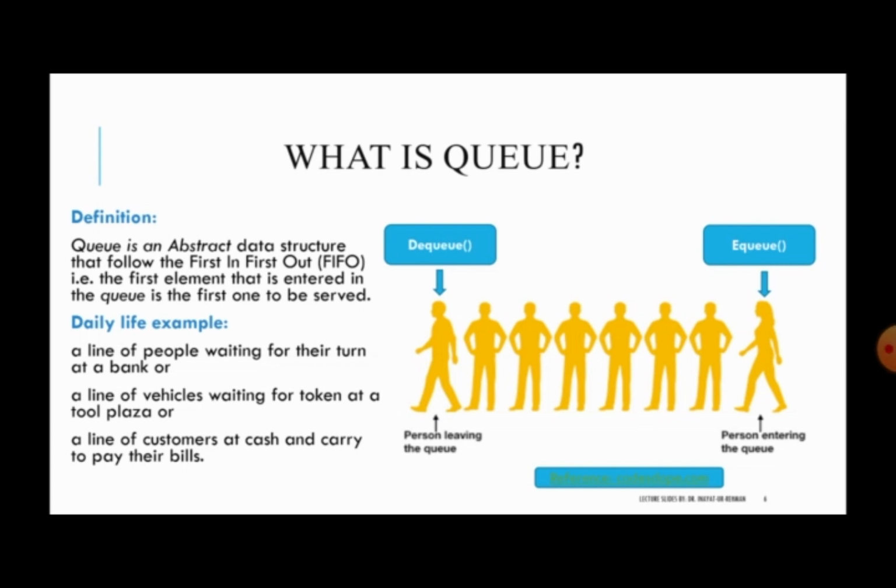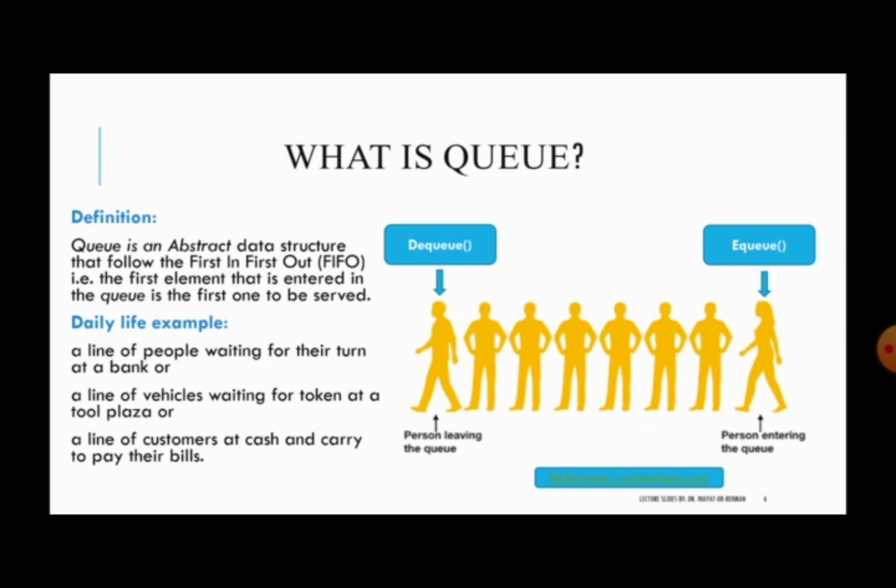A queue is a data structure in which FIFO operation is applied, meaning the element inserted first is to be removed first. Unlike stack, in which we applied LIFO operation, which was last in first out, the element which we inserted in stack at the end was first to be removed. But in queue, we apply FIFO operation, which is first in, first out.